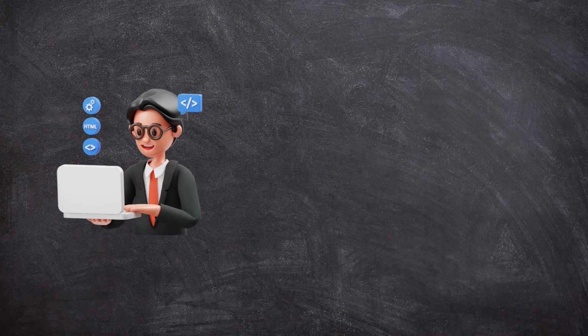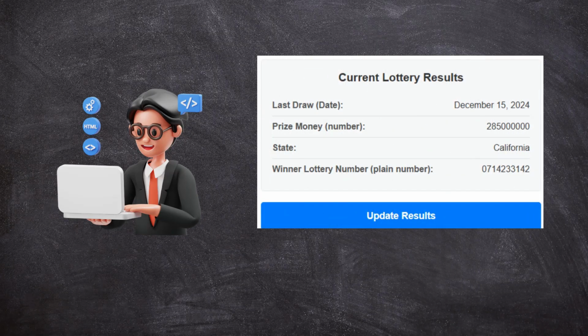Meet Sam. He needs to quickly build a simple web app to share the latest lottery results, like the last draw date, prize money, state, and the winning lottery number. Normally, designing a web app means hours of coding layouts, writing data sources, and fixing UI issues. But with Oracle Cloud Visual Builder, all that grunt work is simplified with intuitive drag and drop tools and ready-to-use components. In this video, I will show you how Sam turns his idea into a working app in just minutes.